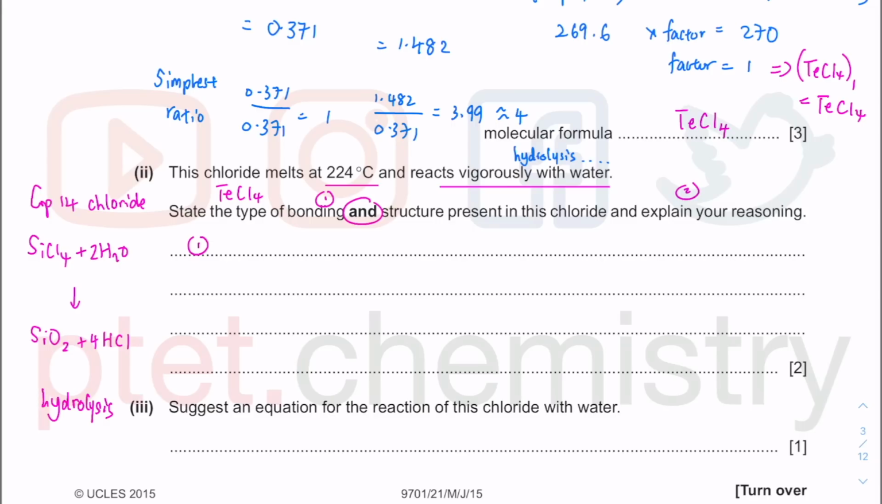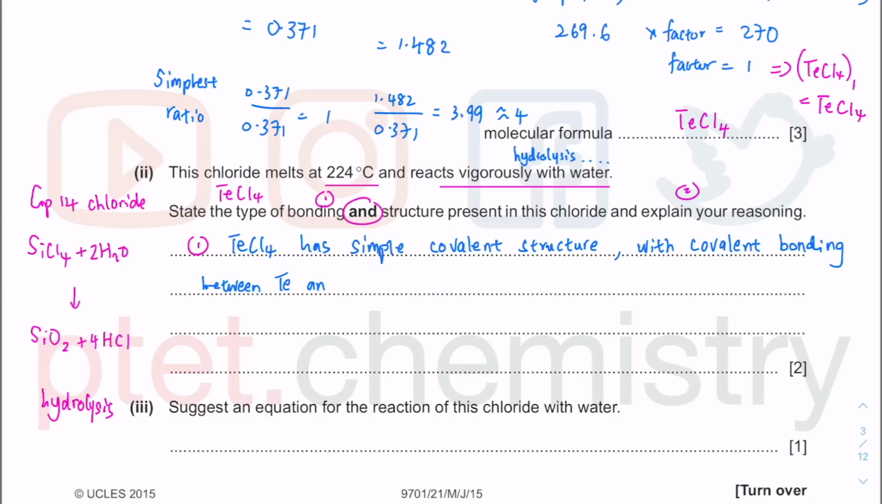So the type of bonding that we have here, the TeCl4 has a simple covalent structure, or you can say simple molecular structure. They both mean the same thing, but I need to mention the bonding now. So I have covalent bonds. So this is strong covalent bonds between the tellurium as well as chlorine atoms. These are non-metal, well, they're considered as non-metal atoms, otherwise they wouldn't have formed covalent bonds between themselves like that, okay? And then explain your reasoning. So relatively low melting point, relatively low. I'm not saying it's very low, I'm not saying it's like negative.